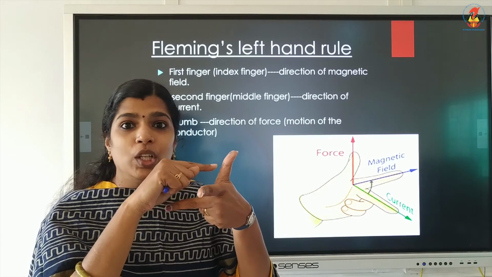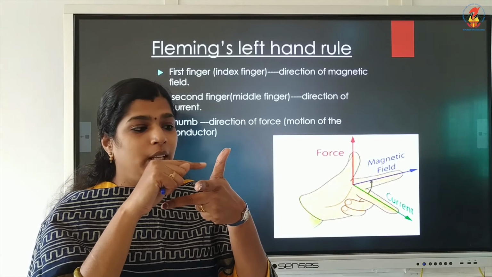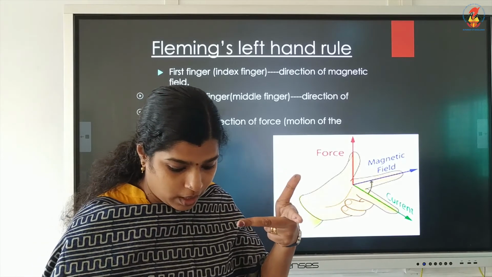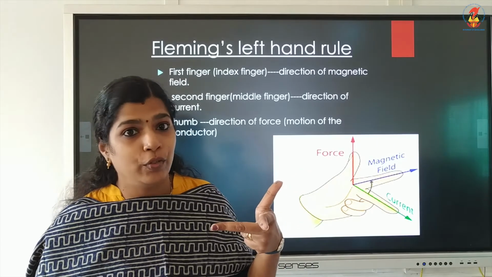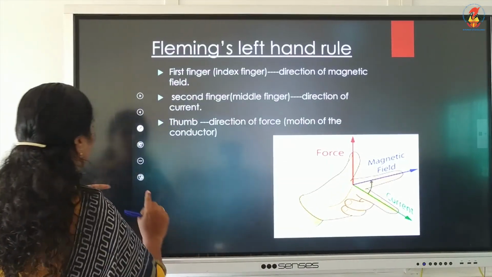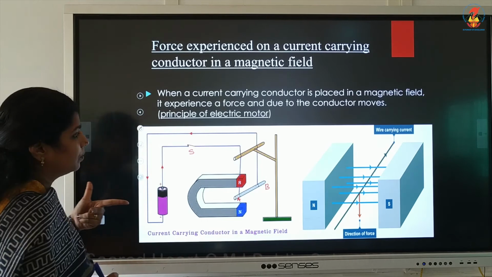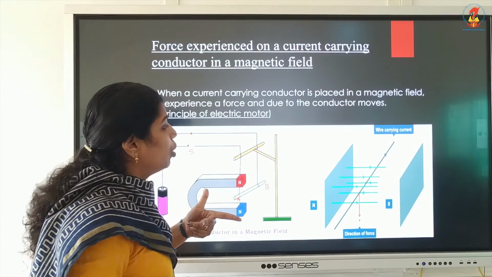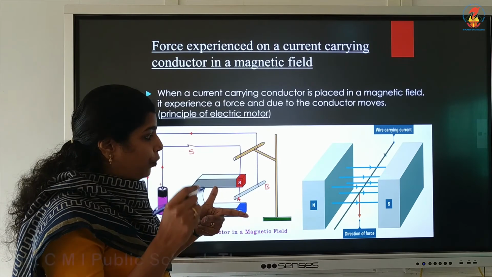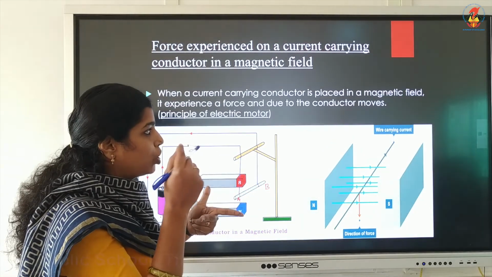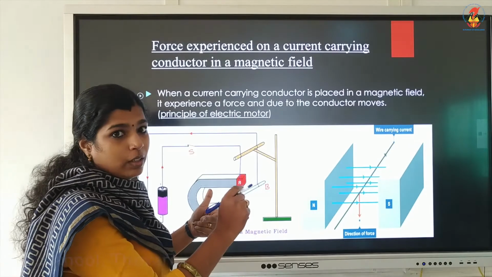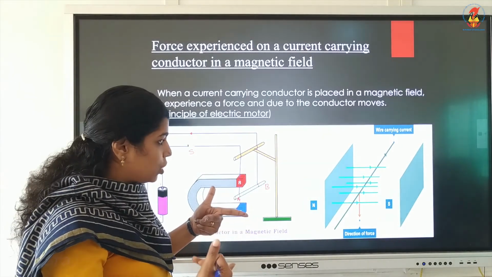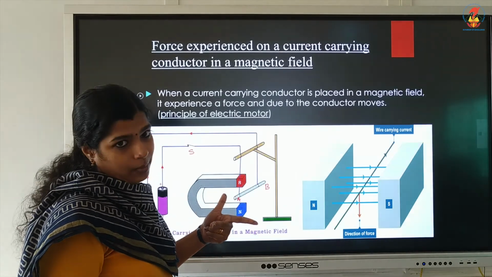In which direction the conductor moves, that is given by the thumb. Okay. That is known as Fleming's left hand rule. So, in this figure, the direction of magnetic field is given, the direction of current is also given. So, we will find the direction of force, in which direction the force is acting.